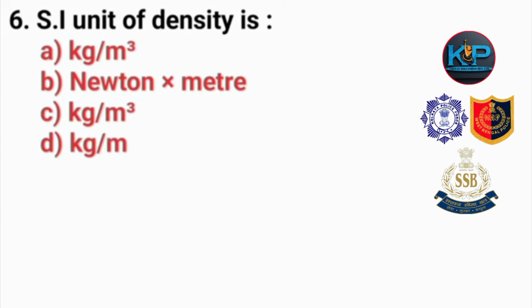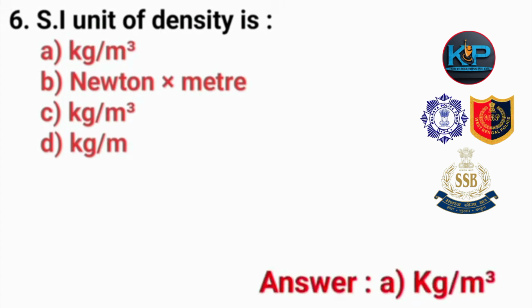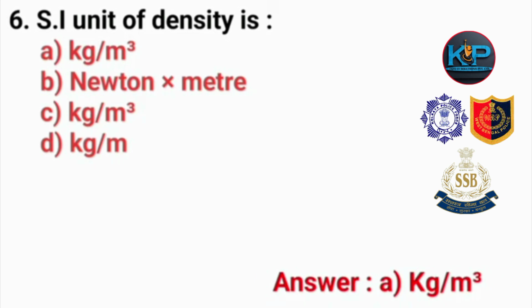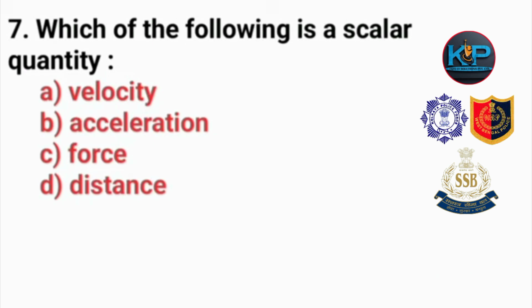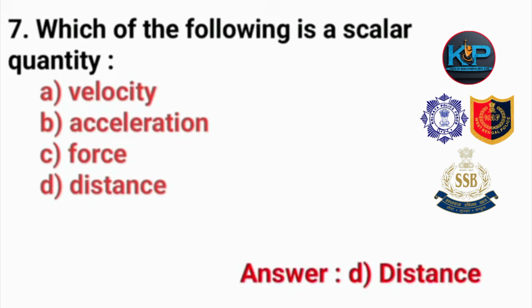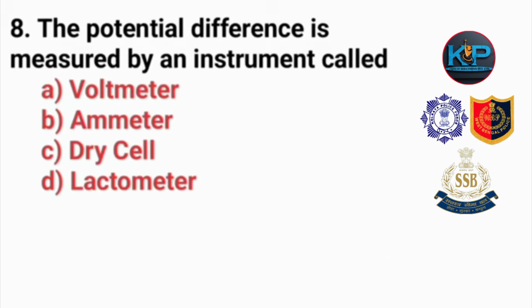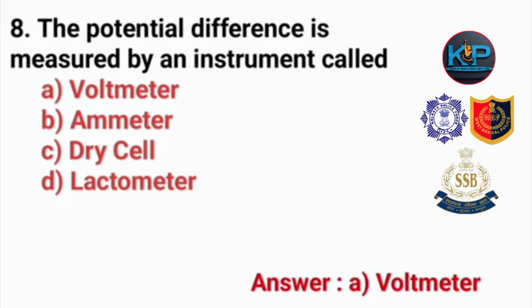Question number 6. SI unit of density is? Answer. Option A. Kilogram per meter cube. Question number 7. Which of the following is a scalar quantity? Answer. Option D. Density. Question number 8. The potential difference is measured by the instrument called? Answer. Option A. Voltmeter.